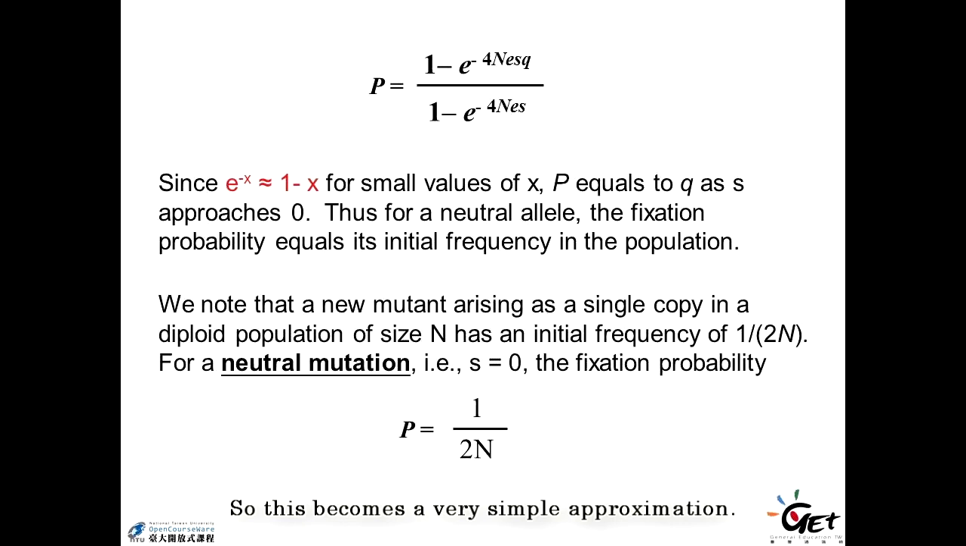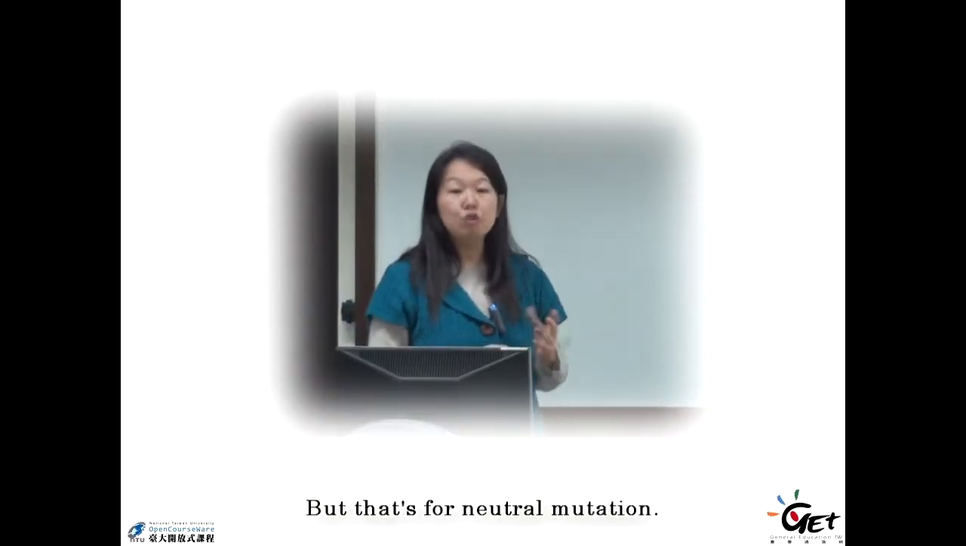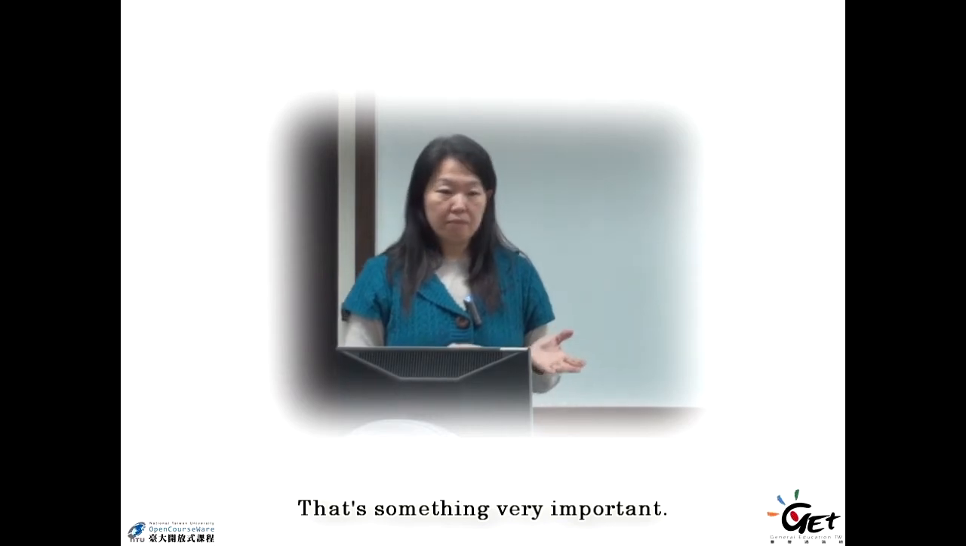So this becomes a very simple approximation, which tells you at the bottom of this slide, for any given neutral mutation, because we already explained that the frequency of the new mutation is 1 over 2n, the probability of the fixation of this new mutation is equal to its initial frequency. Showing here, P, the big P is the probability, equal to 1 over 2n. Okay, but that's for a neutral mutation, and that is something very important.